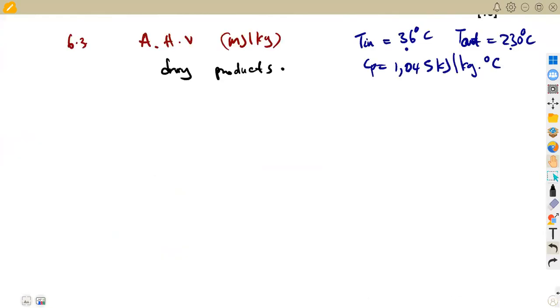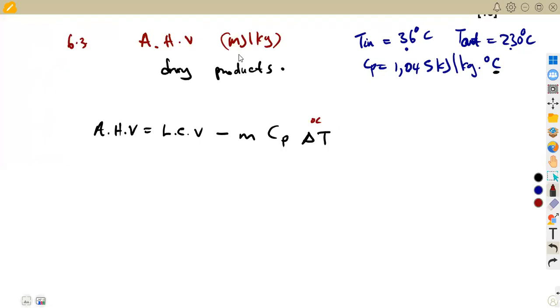But in actual sense, the available heat value is given by the formula: the available heat value is the lower heat value, which is the lower calorific value, the one that we calculated before, minus the mass times the specific heat capacity times the change in temperature. Since our specific heat capacity is taken per kg degrees Celsius, the change in temperature must be in degrees Celsius, T2 minus T1 or T out minus T in.